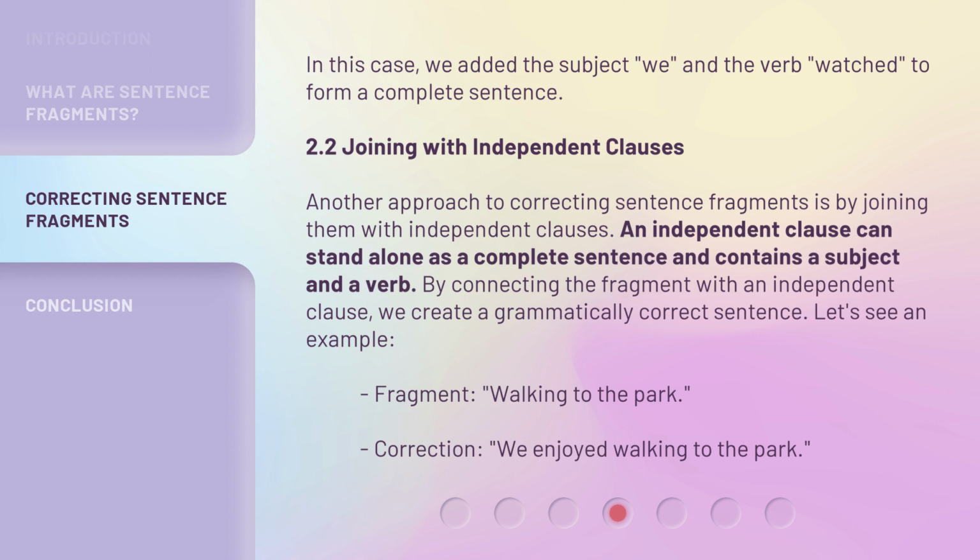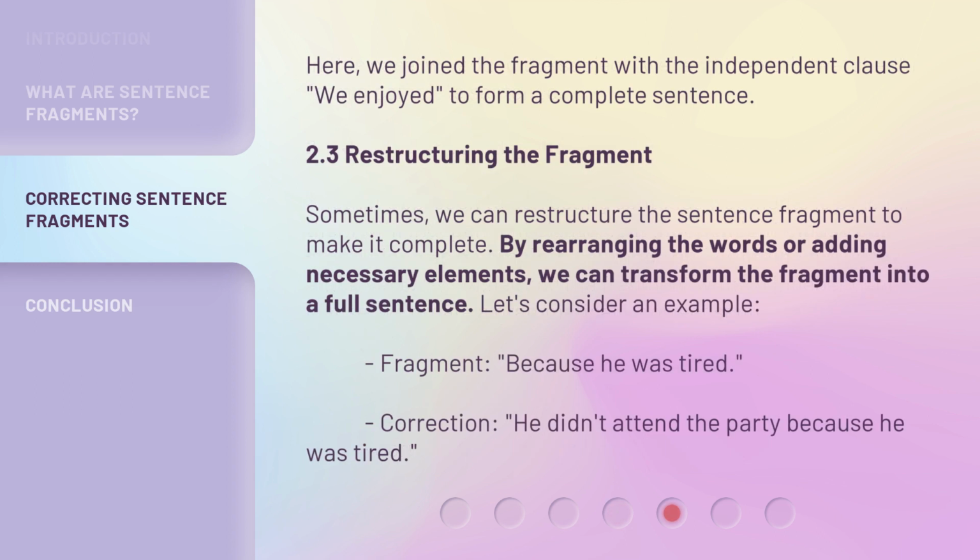Let's see an example. Fragment. Walking to the park. Correction. We enjoyed walking to the park. Here, we joined the fragment with the independent clause, we enjoyed, to form a complete sentence.